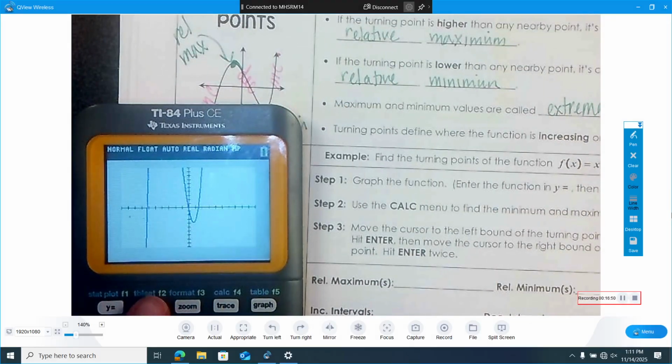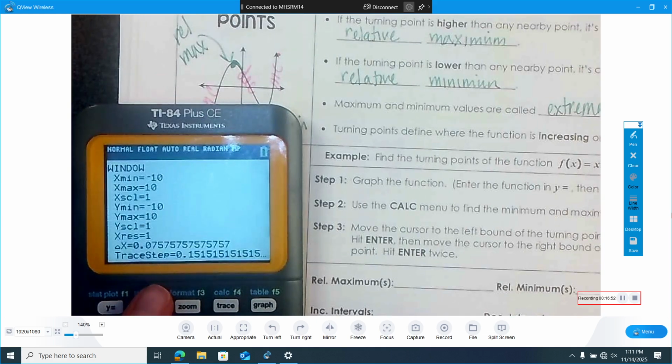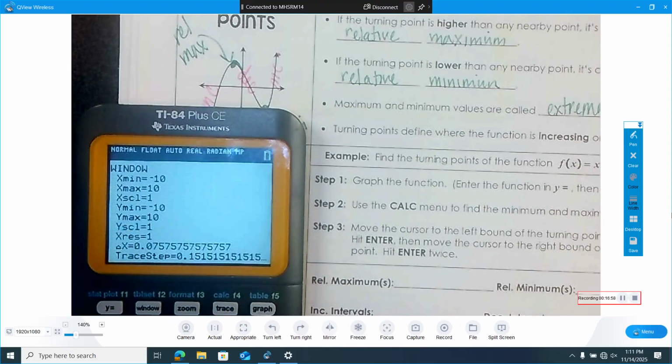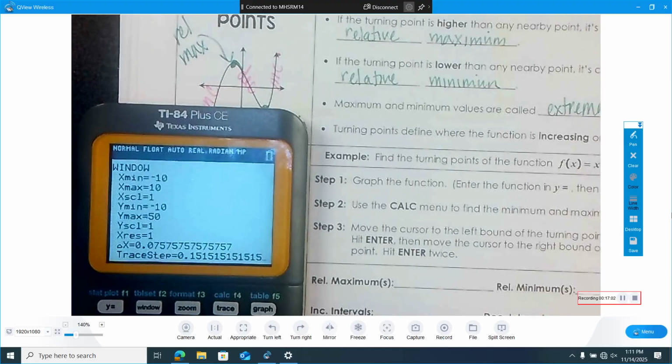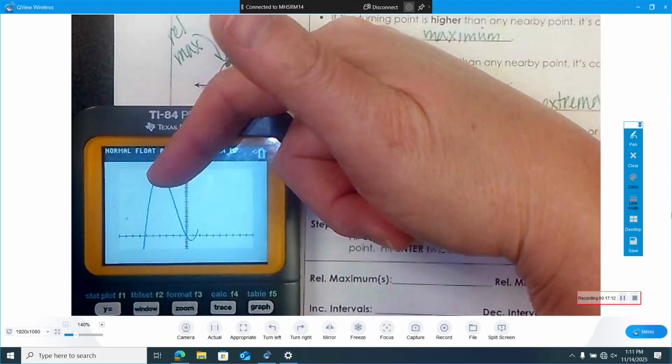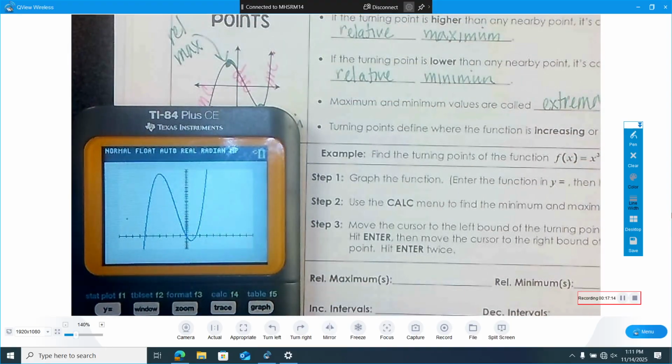So I'm going to go to my window, and I want my y maximum to be much taller. I'm going to say like 50. So I'm going to change my y maximum to 50. I don't need to change anything else. Everything else was fine. And then hit graph. There we go. Now I can see my peaks and my valleys, and that's important to see.